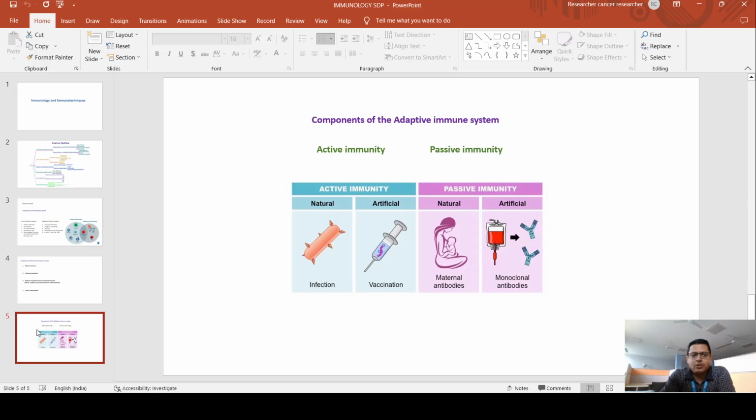Okay, so that is all about this. This is very simple. This is the very basic about immunity and the different components of the immune system. So in the next video, we will go into the details of B cell maturation and T cell maturation. Thank you.